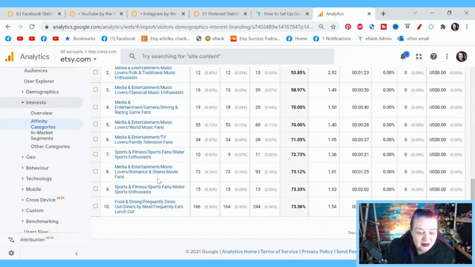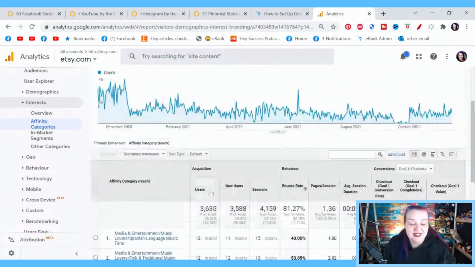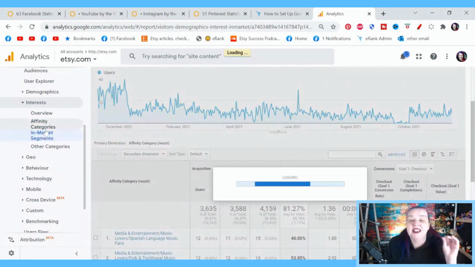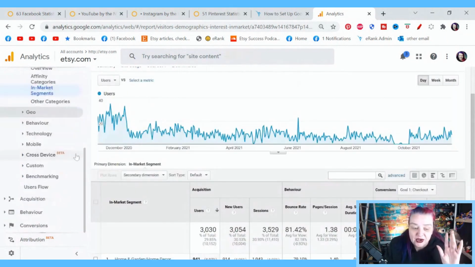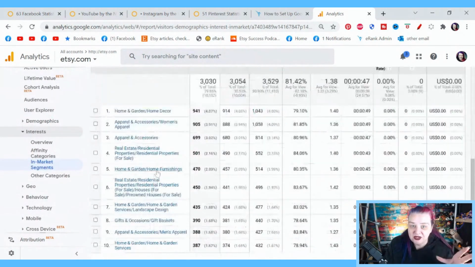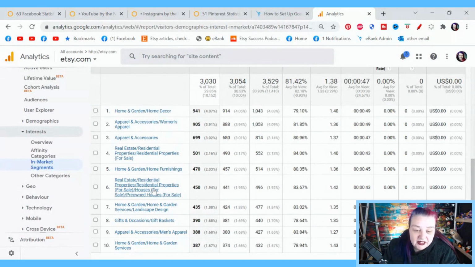But they're also romance and drama movie fans. So you can really dig in. There's some really cool stuff in here. It's just to get an idea. You're not set in stone. What you do is you think up one target audience, you cater to it, you see how it works. You can cater some Facebook interest to that and see how it works, or social media.